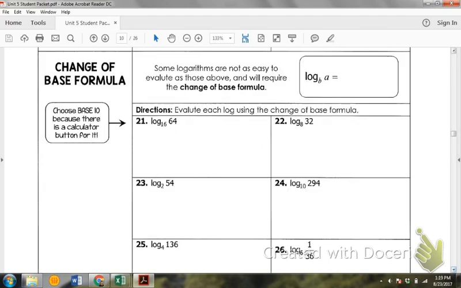Okay, so some logarithms are not as easy to evaluate as the above and will require the change of base formula. Okay? So let's look at 23 first. If I were to do 23 like we had just been doing up above, and I set it equal to y, and I take 2 to the y power equals 54. Okay, if I tried this, take your calculator for a minute and see if you can get 2 to the something power to equal 54. See what you can do.